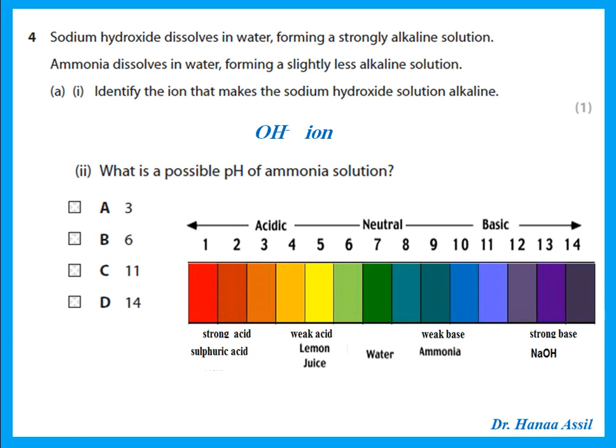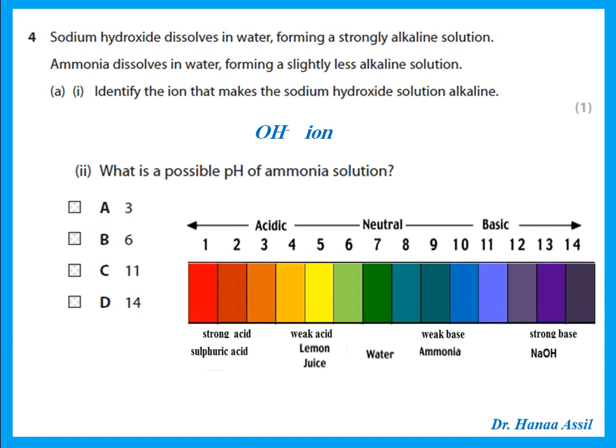A weak base means its pH is 8 or 9 or 10 or 11, but not more than that, because more than that, high pH is a strong base, like sodium hydroxide. So sodium hydroxide is a strong base, pH 12, 13, 14. An acid like sulfuric acid or hydrochloric acid would be a strong acid. So that would be pH 1 or 2 or 3. Lemon juice or ethanoic acid, we say they are weak acids. So their pH is 4 or 5 or 6.